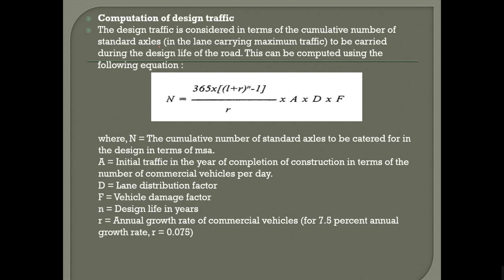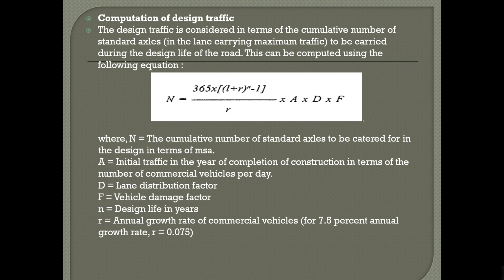How many cumulative standard axles of 8 tons are going to be coming from different traffic of different axle configurations having different axle loads should be done by this particular formula. During the design life of the road, as we have seen for national highways, state highways, major district roads, there are different design lives of the pavement. With reference to that, the cumulative number of standard axles that could be borne by the constructed road is going to be computed by the following equation.